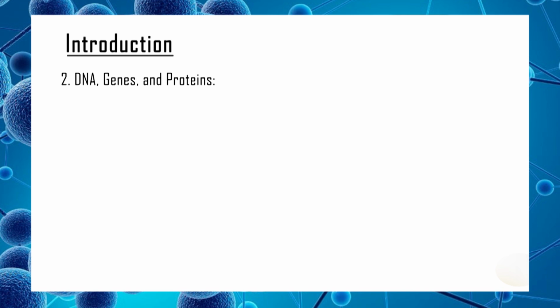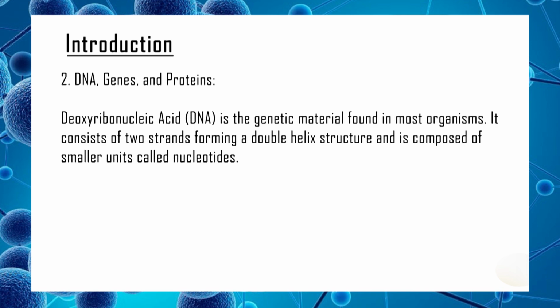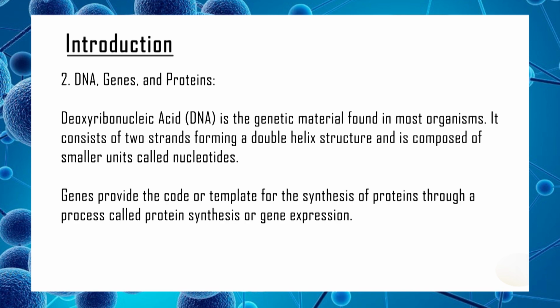The second thing is DNA, gene, and protein. Deoxyribonucleic acid is a genetic material found in most organisms. It consists of two strands forming a double helix structure and is composed of smaller units called nucleotides. Genes are segments of DNA that contain the instructions for building specific proteins or performing certain functions within an organism.